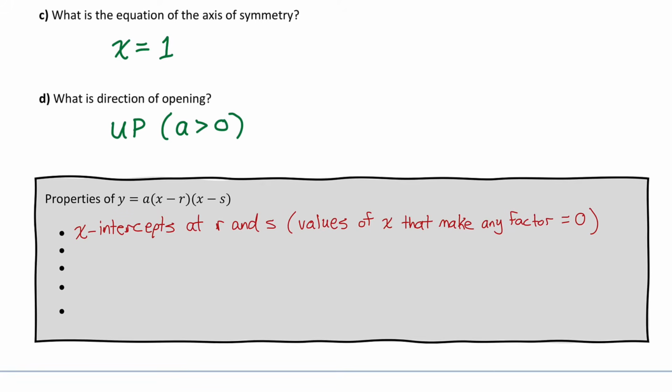And in this factored form equation, this a value, just like in vertex form or standard form, tells us the direction of opening. If a is greater than 0, it opens up. And if a is less than 0, it opens down.